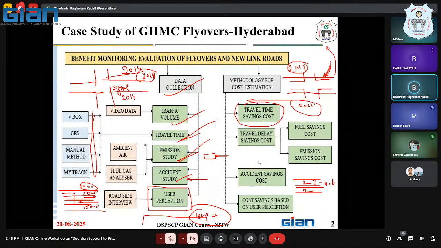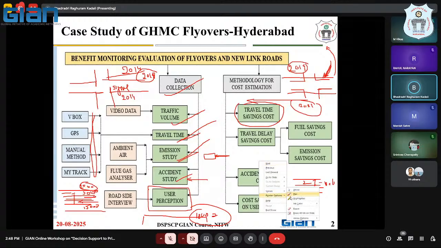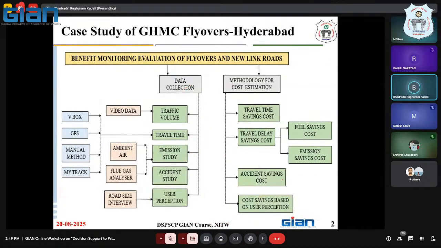So if you have any questions, we'll discuss, or else we'll move on to the next slide. So this is the complete overall methodology of the work that we have done.